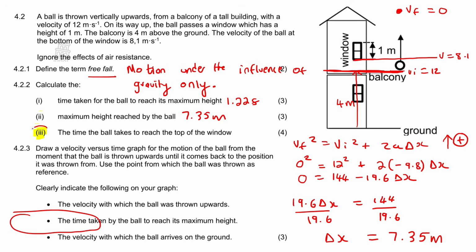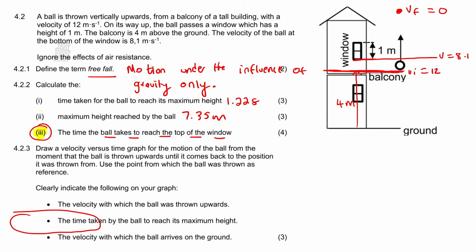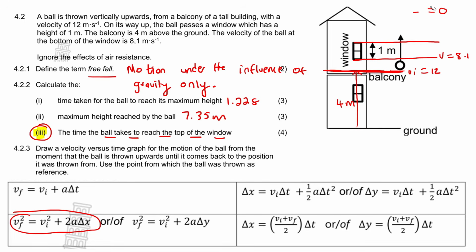Okay, now we're moving on to this question over here. It says, what is the time that the ball takes to reach the top of the window? So they want to know the time from the beginning until the ball reaches this level over here. What we could do is, let's forget about this VF now. Let's make the VF this part over here. And we can calculate the time to go from here to here, because we know the initial velocity and we know the final velocity. So we could easily use this formula to work out the time.